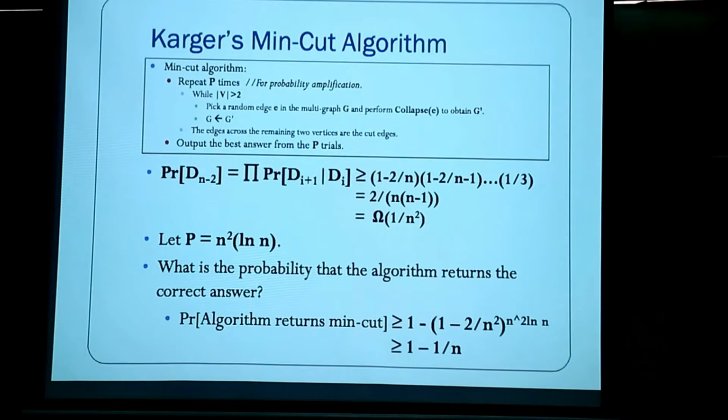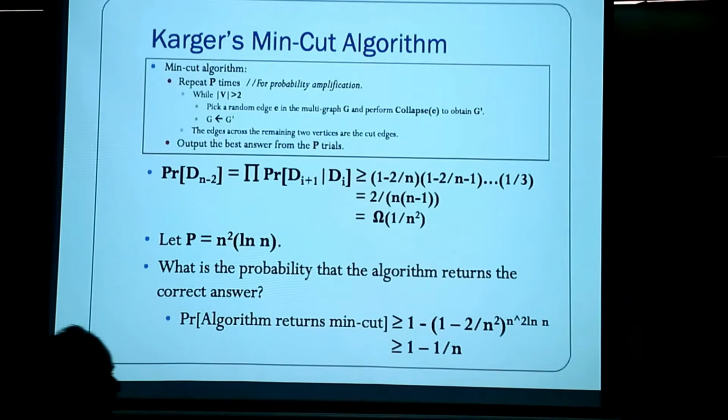This is just probability boosting. If we have a certain chance of success in one trial, to boost the probability, we run multiple independent trials and then pick the best one out of them. The probability that the algorithm does not return a good answer will be equal to the probability that the bad event happens in each of the independent trials.